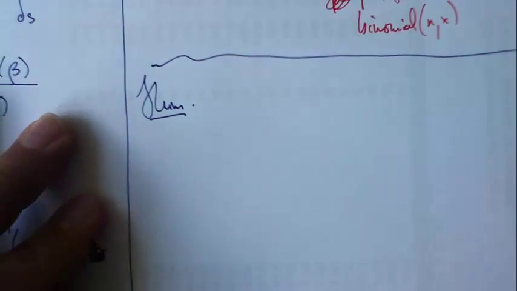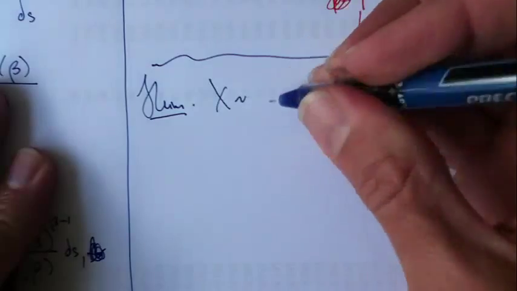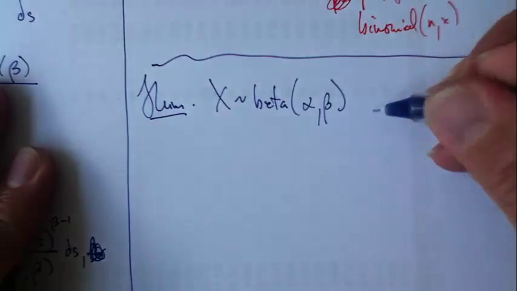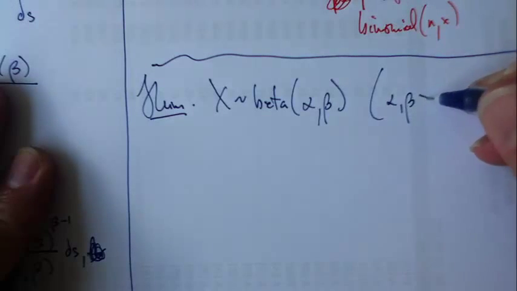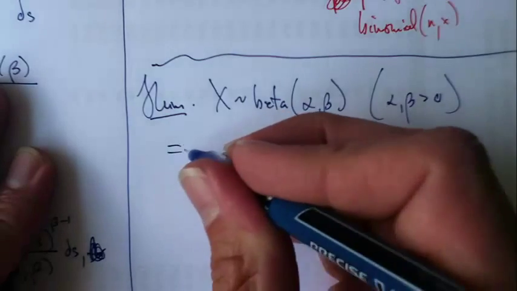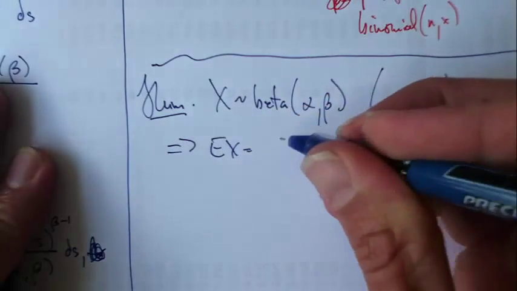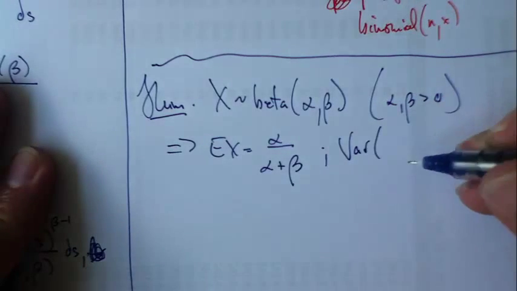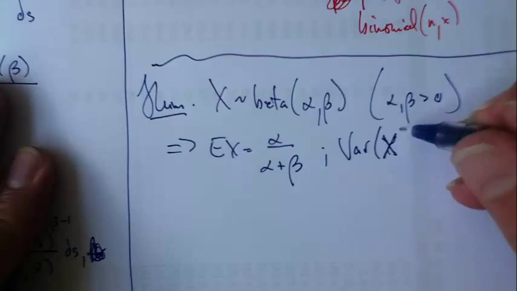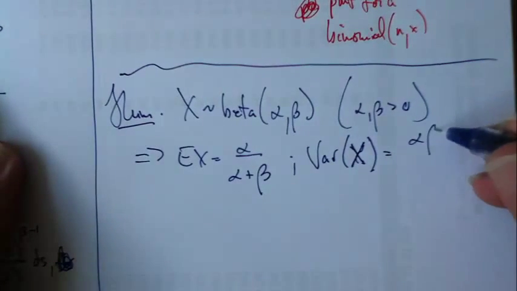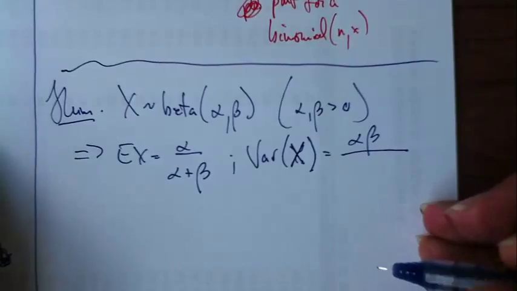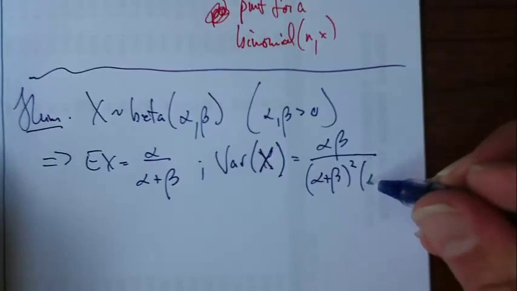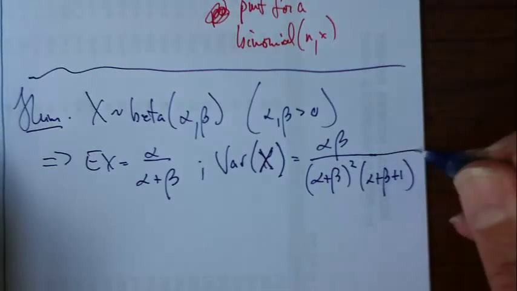So, the theorem says that if x is distributed beta with parameters alpha and beta, again with alpha and beta both greater than 0, this implies that the expected value of x is alpha over alpha plus beta. And also we can get an expression for the variance of x, which turns out to be alpha beta over alpha plus beta quantity squared times alpha plus beta plus 1. Okay.